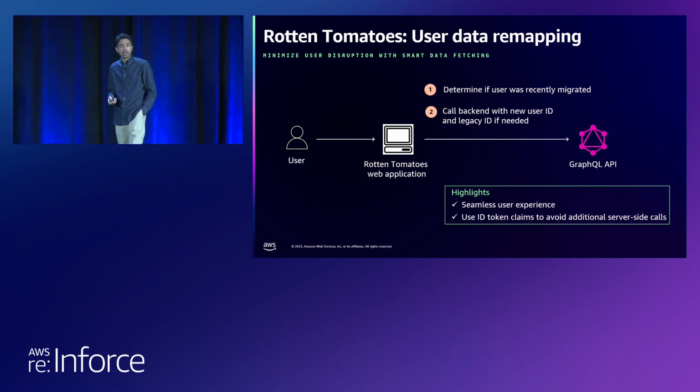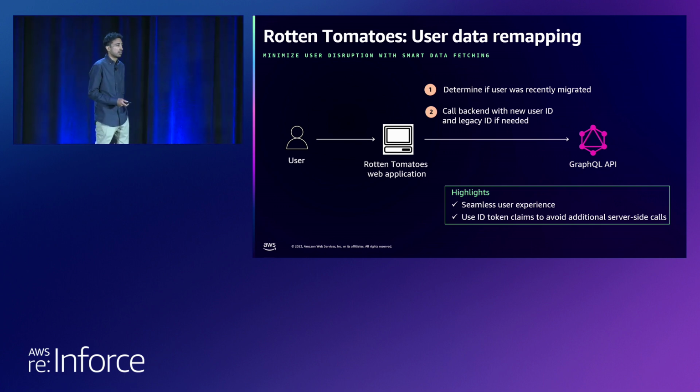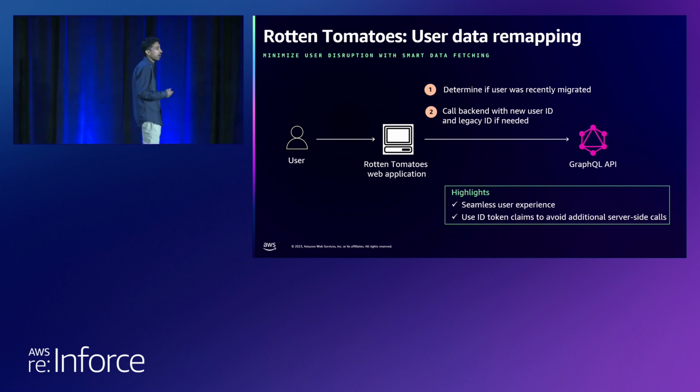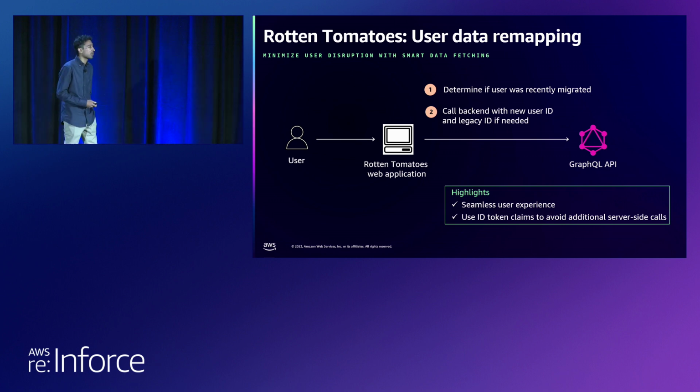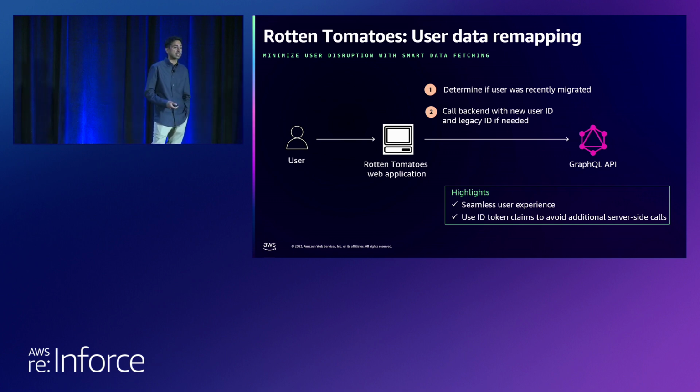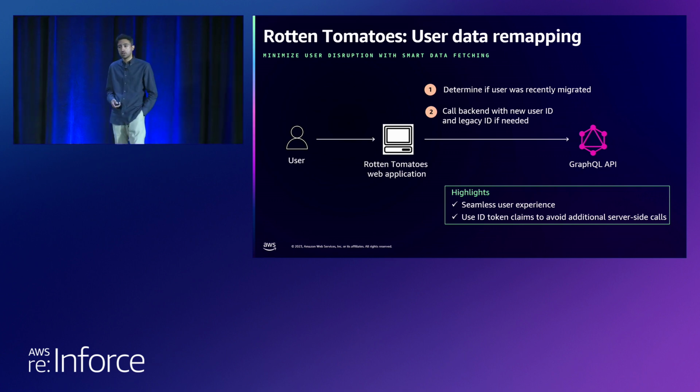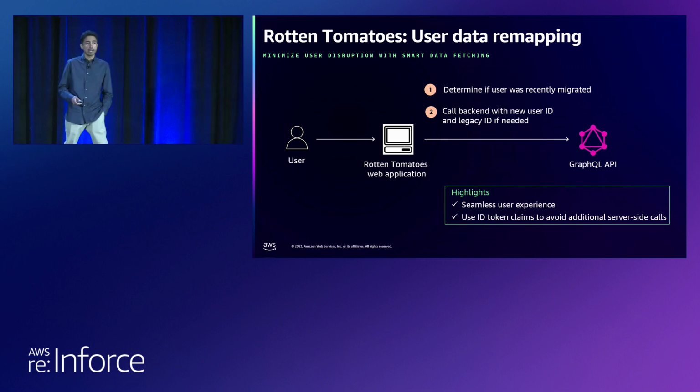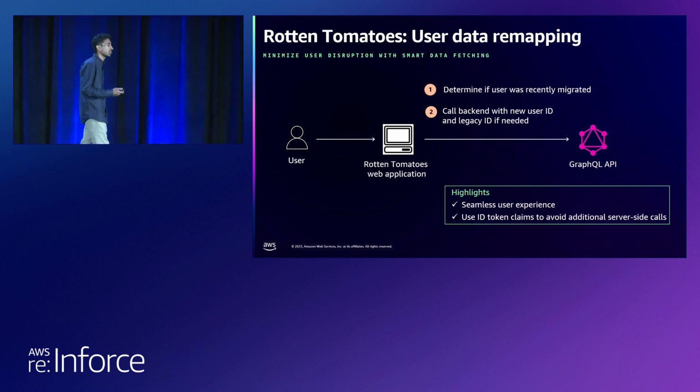And while this may not be applicable for your application, we do recommend, at a minimum, to provide some messaging to your users so they're not left wondering why their data isn't available immediately. And we feel that this is a more seamless experience for our users. And if you're able to persist data such as legacy IDs and sign-up dates in ID tokens, your applications can make these determinations completely on the client side without additional server-side calls.